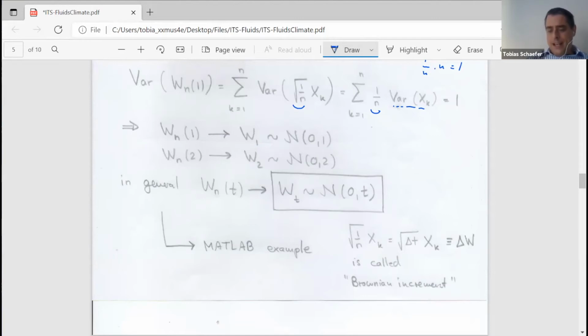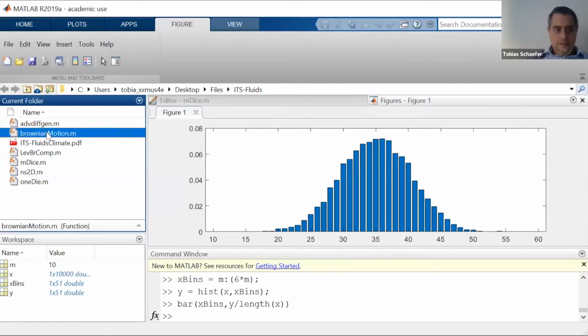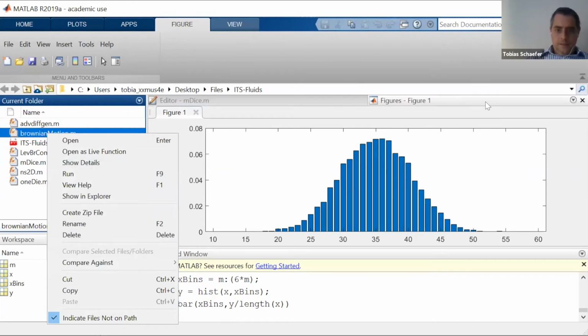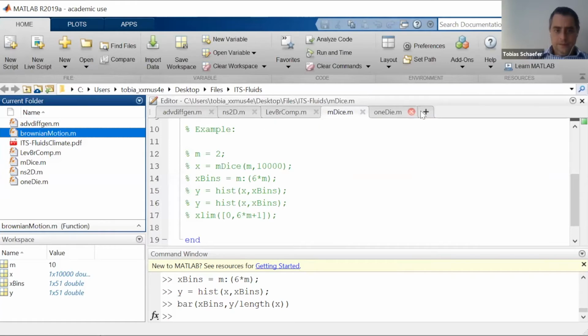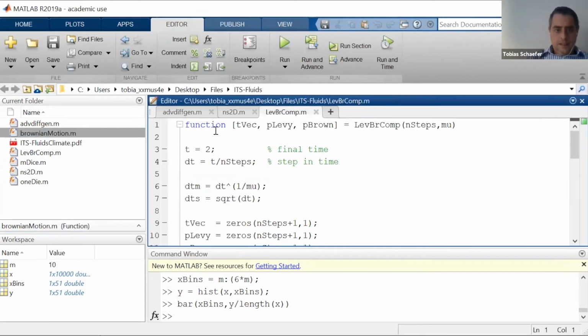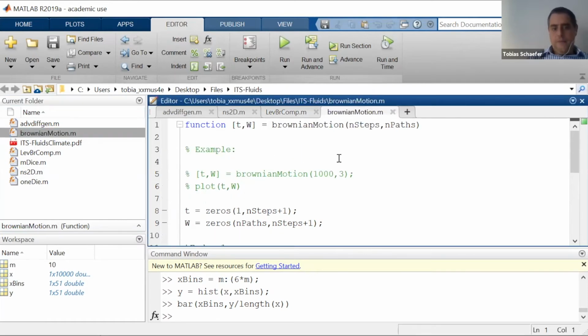All right. So let's have a look at how you actually would code this in Matlab. Can you see the Matlab screen? So what I do here is I actually simulate those Brownian paths simultaneously. I have this second variable n paths that just counts how many Brownian paths I have.